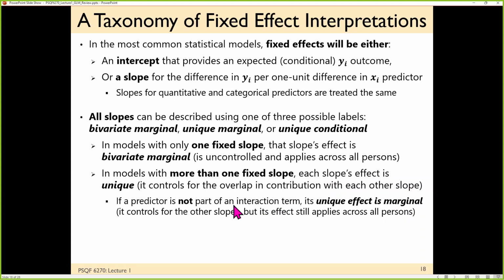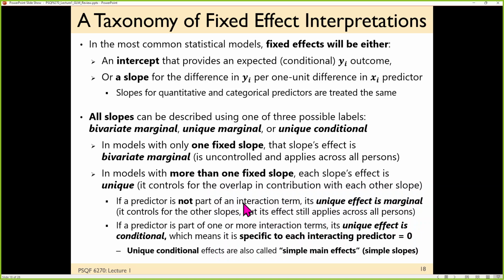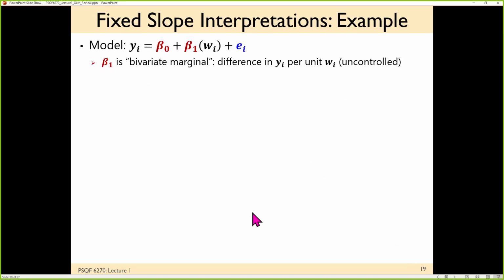So if the predictor is not part of an interaction term, then it's unique marginal. Applies to everyone. But if that predictor is part of an interaction term, then the terminology and the inference and interpretation switches to be unique conditional. This has a lot of synonyms. The one that is used most commonly that I really, really dislike is called a simple slope or a simple main effect. I dislike it because it is the opposite of simple. It makes it complicated. And I don't like to offend my readers by saying that things that are hard are simple. I did not make it up. I'm just the messenger.